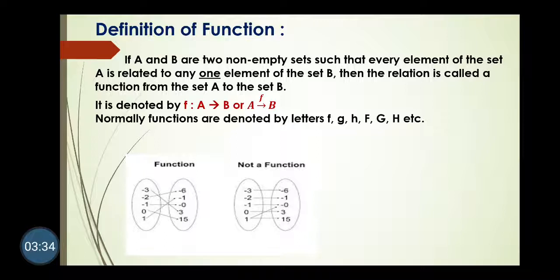Now we start with the function definition. If A and B are two non-empty sets such that every element of the set A is related to any one element of the set B, then the relation is called a function from set A to set B. I underline here: any one element. It is denoted by f from A to B. Normally functions are denoted by small or capital letters f, g, h, etc.